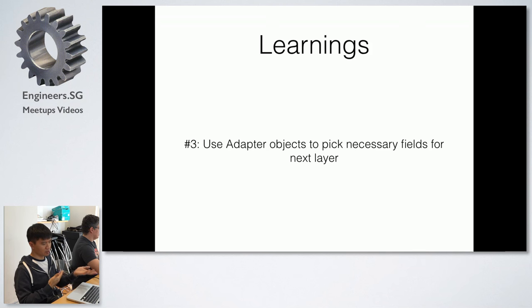Okay. And I also use adapter objects to pick the fields that I need for the next layer, so that I don't expose unnecessary information to subsequent inner layers as you move towards the core of the onion, if you want to put it that way. So this is a way of doing information hiding of whatever is not necessary. And you can also do some translation or mapping, preparing the information that the next layer needs.